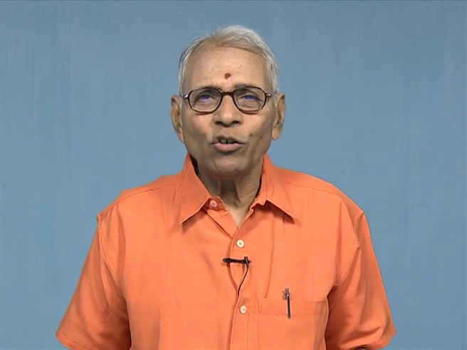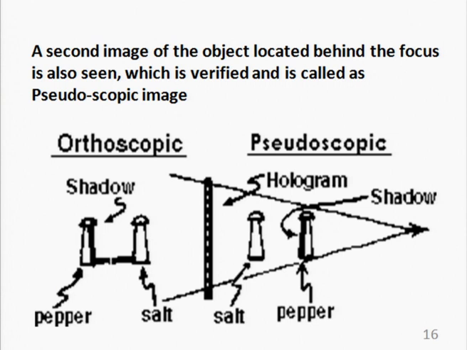This is what has been done by Gabor while he was trying to improve the resolution of the images taken from the electron microscope. Next slide will give us the second image of the object located behind the focus. I have told you already about the pseudoscopic one. The original image is called orthoscopic and the second image is called pseudoscopic. Here I have shown you in this diagram, the right one is pseudoscopic, left one is orthoscopic. For convenience, it is taken as a pepper as well as a salt, and it is reversed here, salt comes first and pepper comes late in that particular shadow.